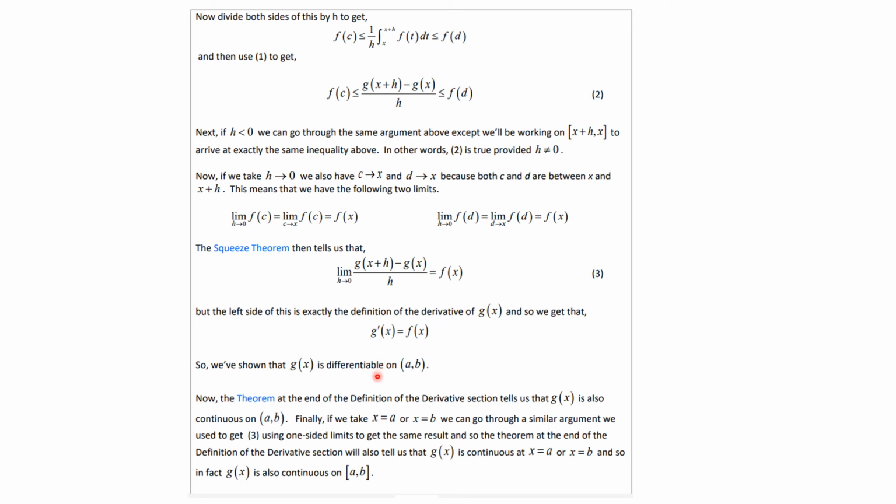So we know that g of x is differentiable on the open interval. And we also know if it's differentiable, it's continuous. We do have to be a little bit careful about the endpoints, and I don't want to dwell on that, but this is a technical math issue that gets resolved fine. So we have proven the theorem.